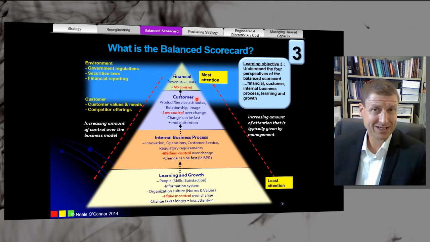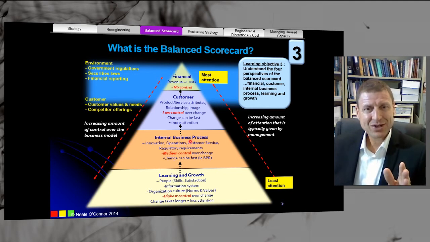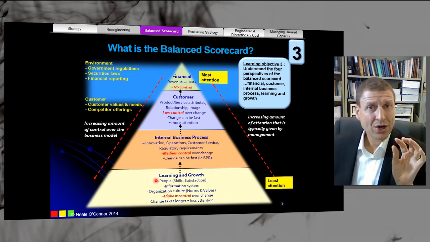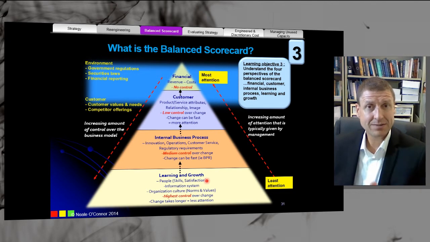Ultimately a customer makes a decision, not you, to buy your product or service. But you do have direct control over the internal business processes, and you do have direct control over the learning and growth of the people in the organization, the systems, the development of the culture in the organization. You have control over these two areas. You have direct control, but you do not have direct control over these two areas. And that is the big idea I want you to take away here.